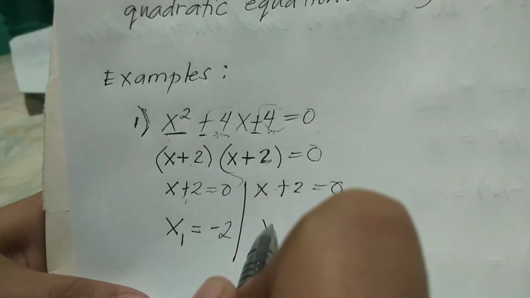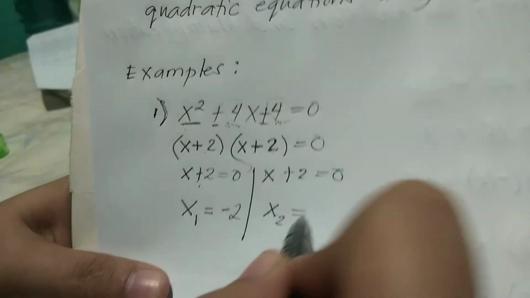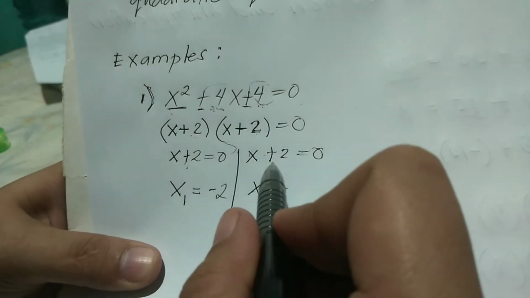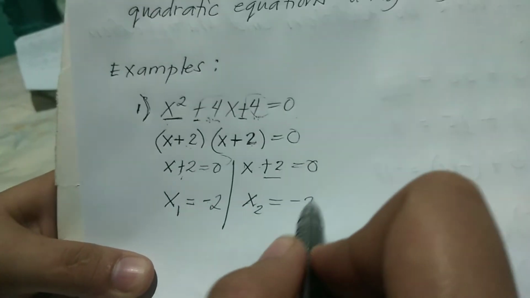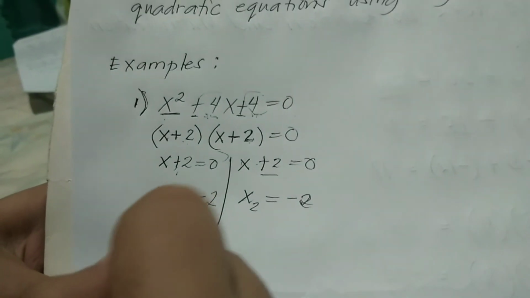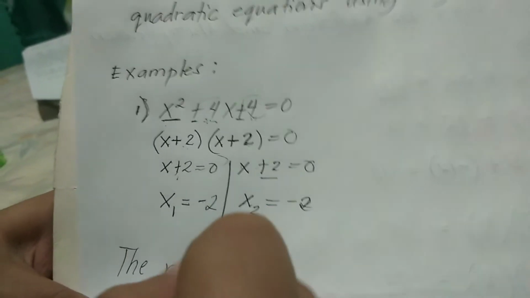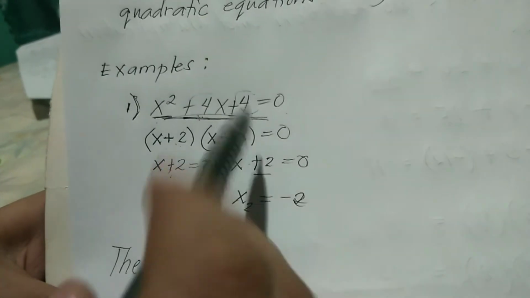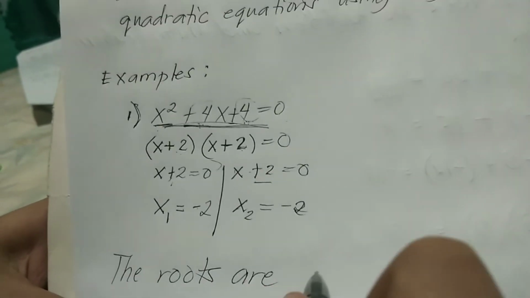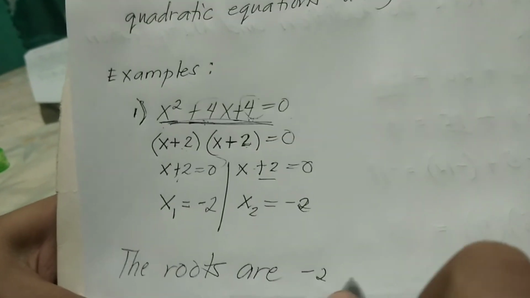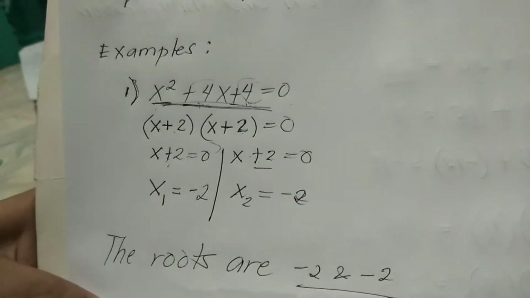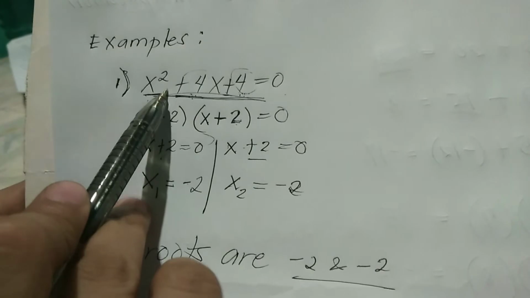And then we have x sub 2 is equal to, transpose again, negative 2. So, the roots of this quadratic equation are negative 2 and negative 2. Yung roots nitong quadratic equation na to.